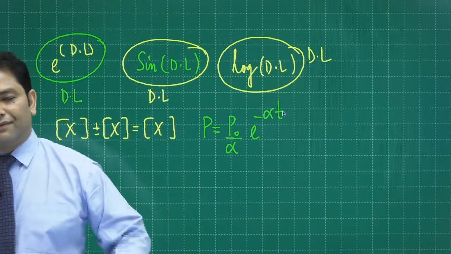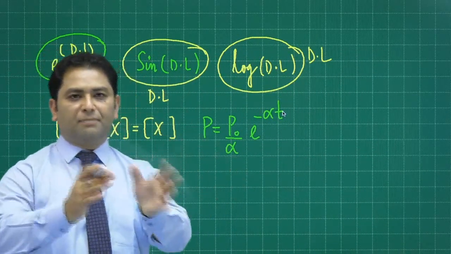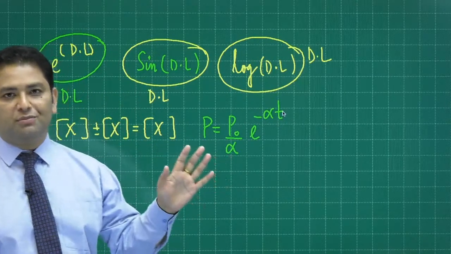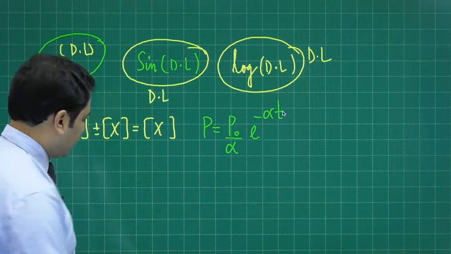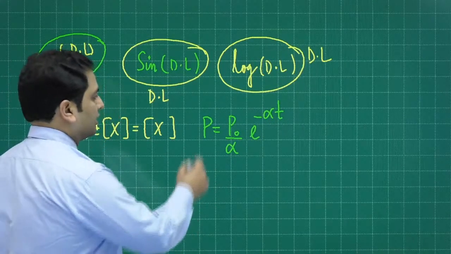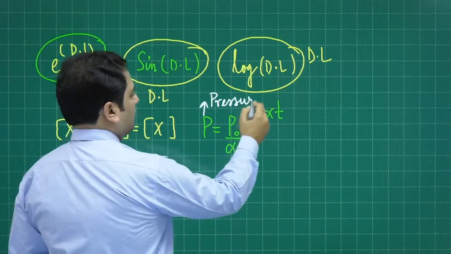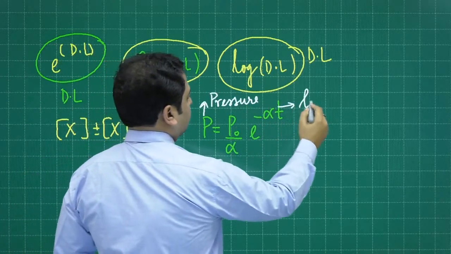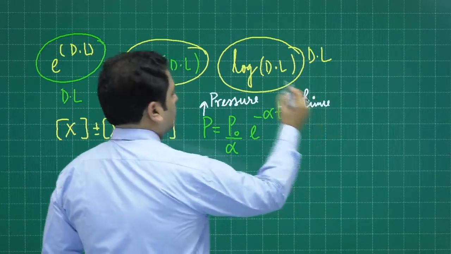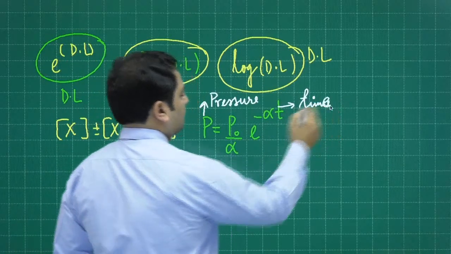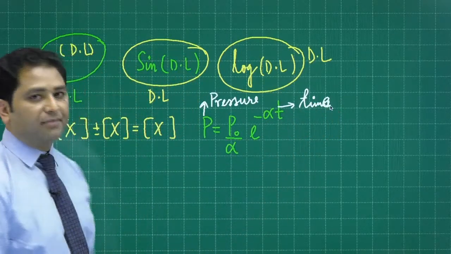Unless I give that this variable represents this, you can't assume unless given. And let me tell you what the parameters involved are. This P is pressure and this T is given as time. Only this much has been given. P is the pressure, T is the time.